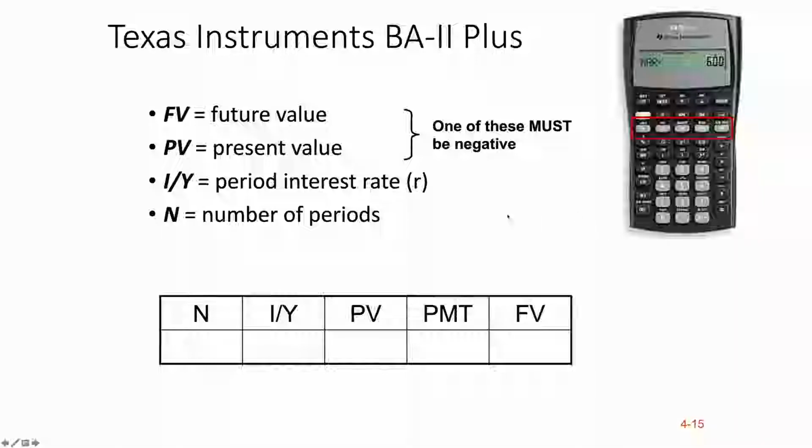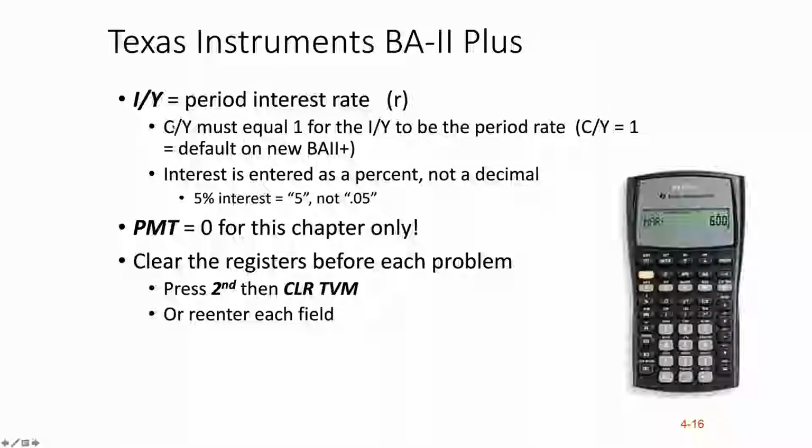Okay. Now, as for I, the second input, it accepts only the number, not decimal. For a 5% interest rate, you key in 5, not 0.05. In a mathematical formula, you're using decimal. Using the financial calculator, everything in the interest rate key is in percentage already. And the other one is we leave the PMT multiple payment as 0 for this chapter. Okay, you ignore it, don't put anything in it.